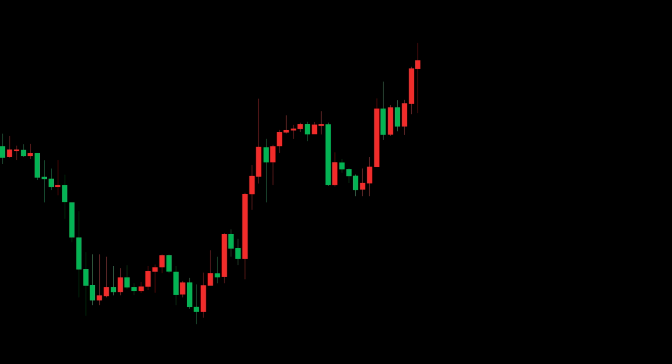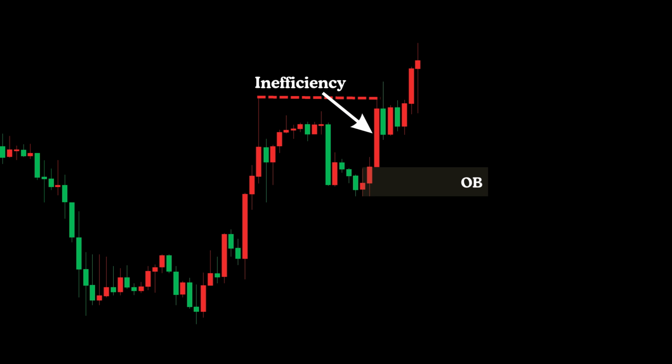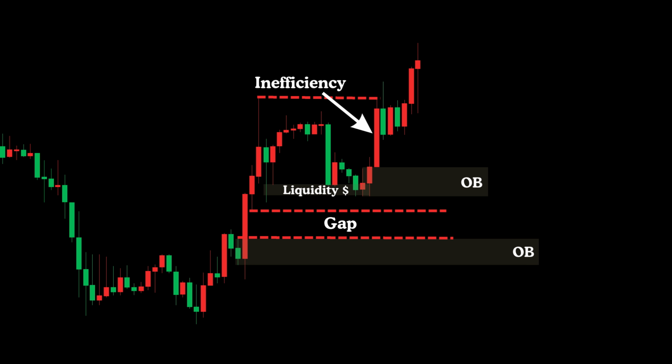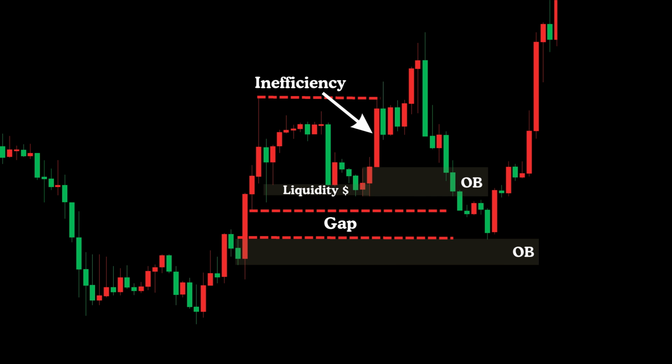Here we have the euro-dollar on the 1-hour time frame. We can identify this valid order block, which created an inefficiency and a break of structure. But if we look to the left, we can also see a support level that's rejected price multiple times, indicating a buildup of liquidity just below. Additionally, there are gaps directly beneath this zone, along with another valid order block. This sets up a strong likelihood that price will dip below this liquidity zone, fill the gap, and then continue its upward move after tapping into the second order block.